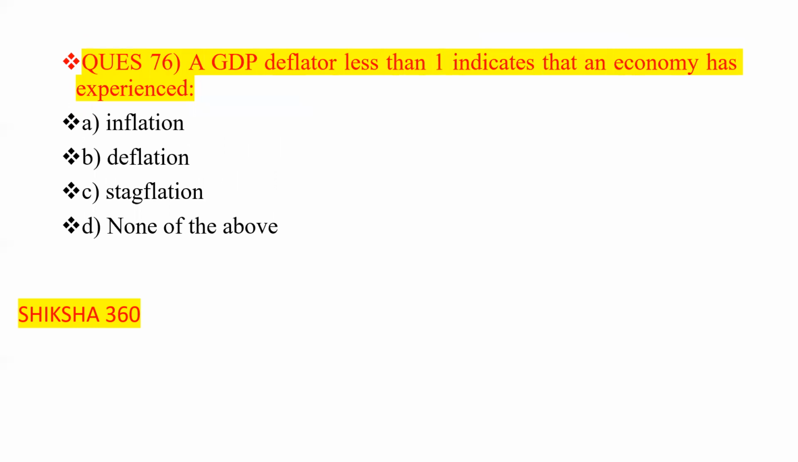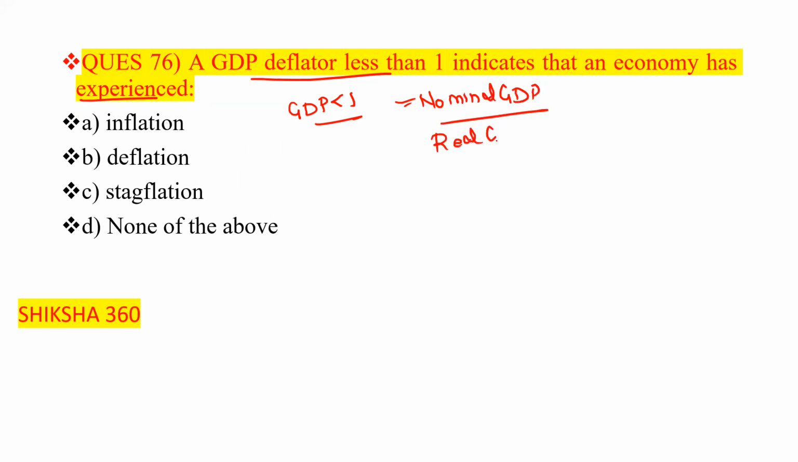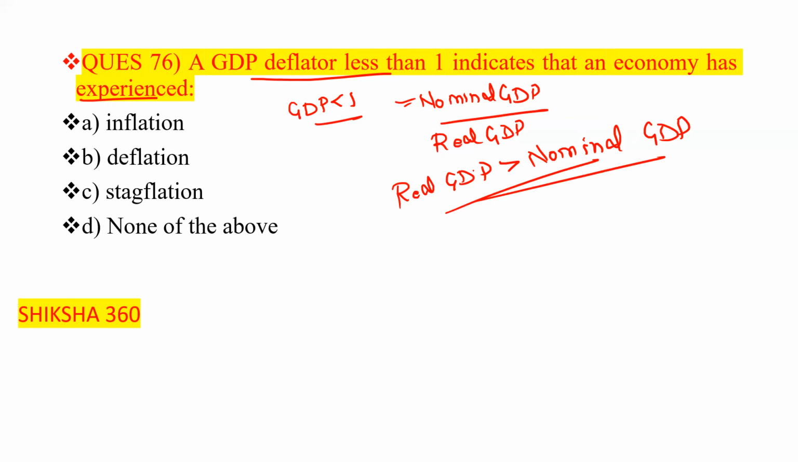A GDP deflator less than 1 indicates that an economy has experienced what? GDP deflator less than 1 means nominal GDP upon real GDP is less than 1. It means that real GDP is more than the nominal GDP. It means that the prices have been decreased.